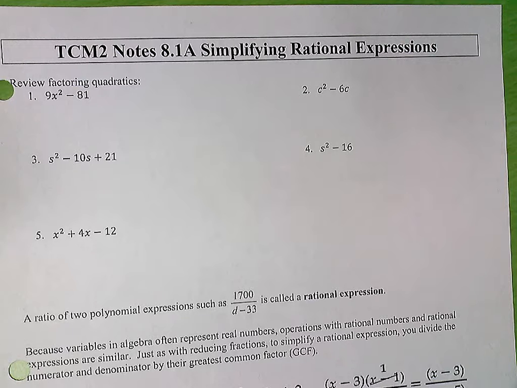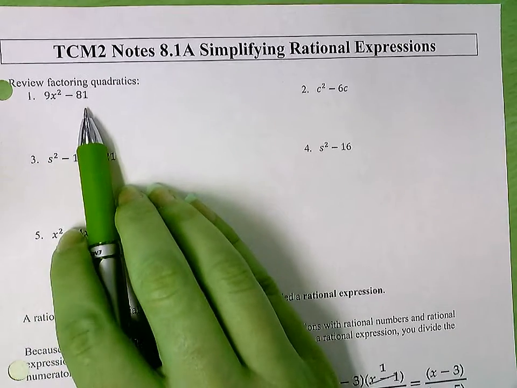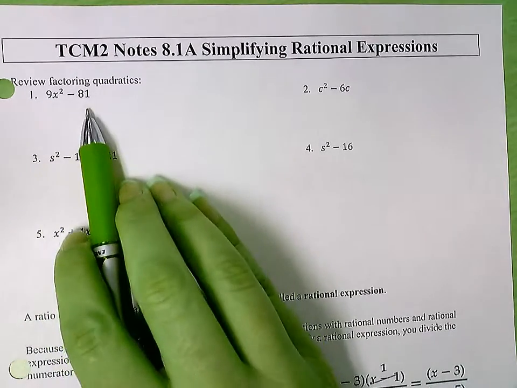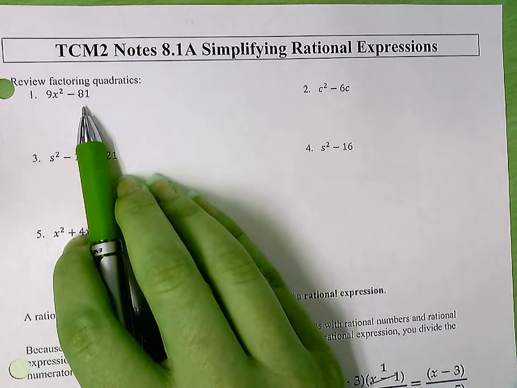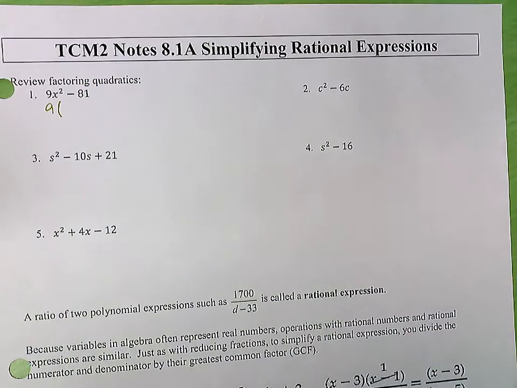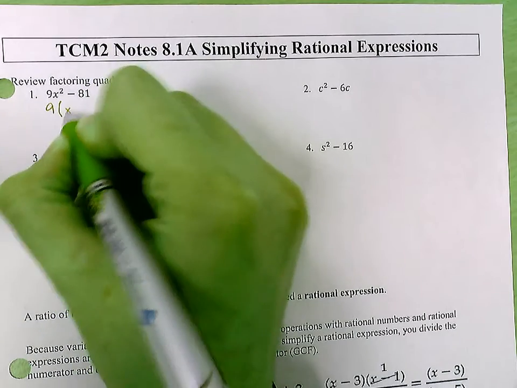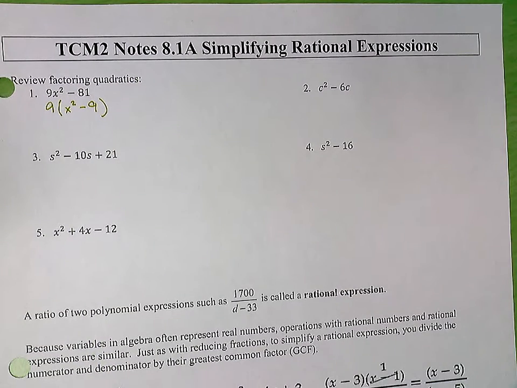Okay, you want to find common factors to take out. So with 9x squared minus 81, both of those contain a 9. So I can factor out a 9. So when I do that, I have 9 times x squared minus 9.